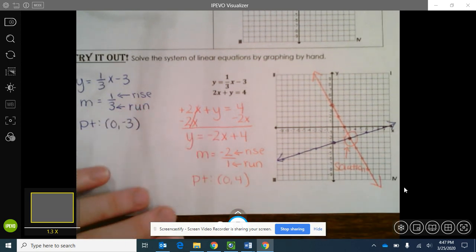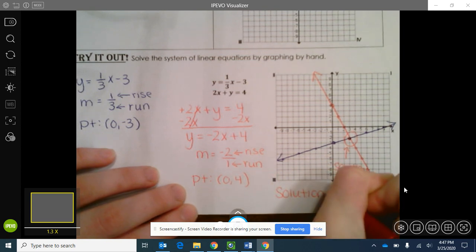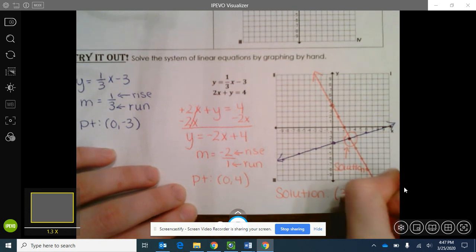Now, we always want to write our solution as an ordered pair. So for your final answer, you're going to write the ordered pair for that point where your lines meet, which would be 3, -2.